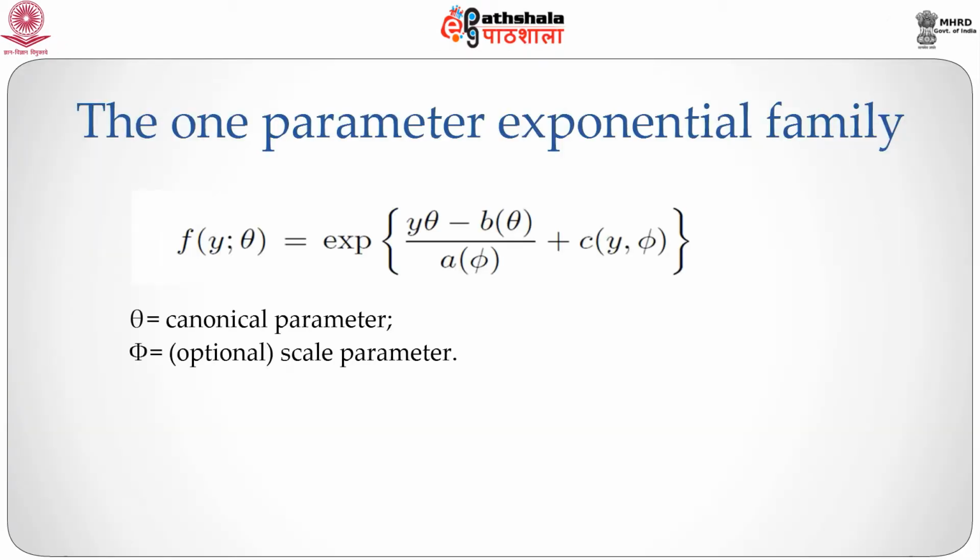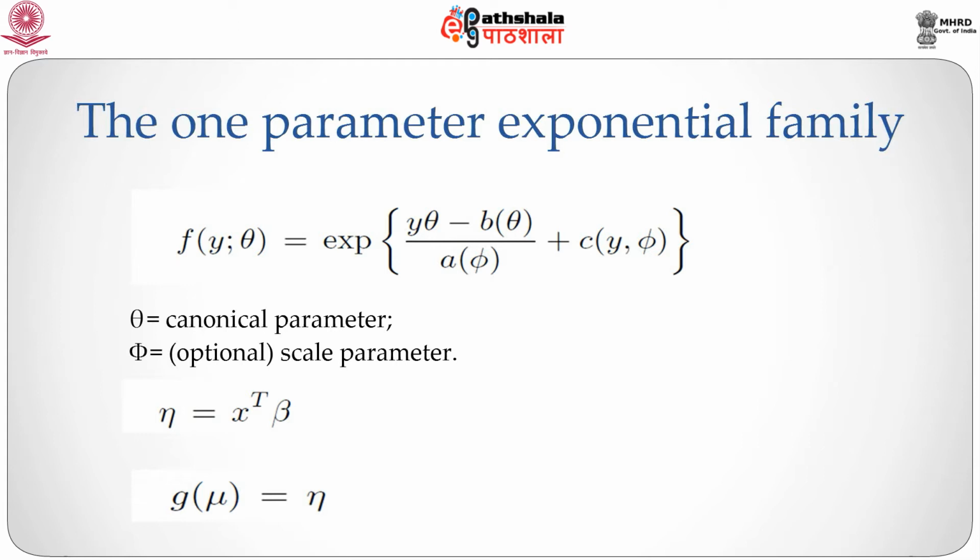Now, to quickly recap, the one-parameter exponential family in its canonical form is given by this form of the likelihood. f(y; theta) is equal to exp of (y theta minus b(theta)) divided by a(phi), plus c(y, phi). Theta is not necessarily the natural parameter, but is something called a canonical parameter, which is a one-to-one transform of the parameters which we normally use to index the one-parameter exponential family. Phi is an optional scale parameter which may or may not be present.